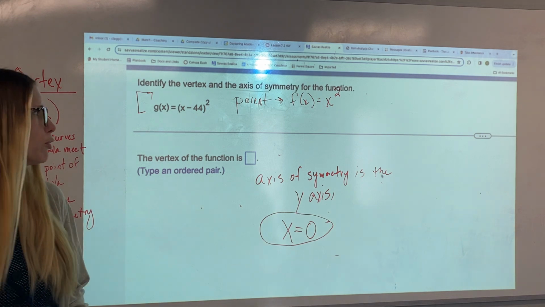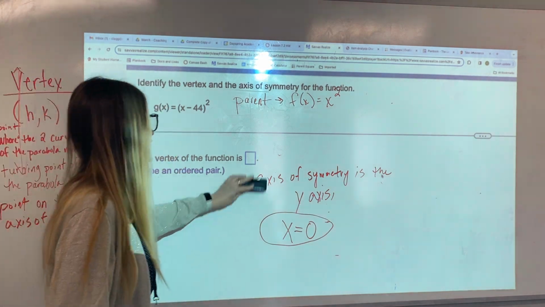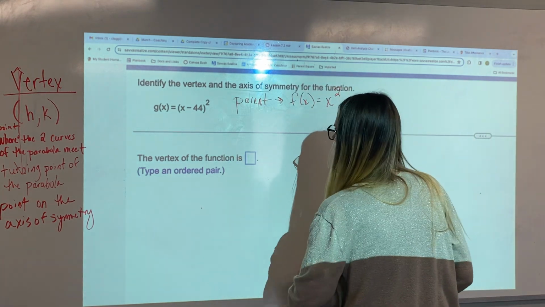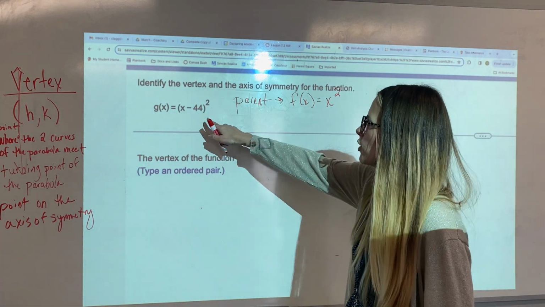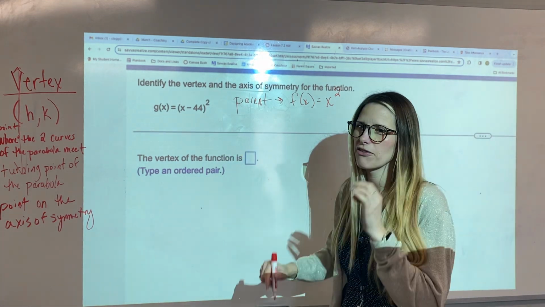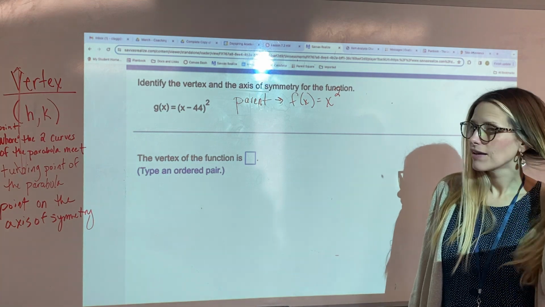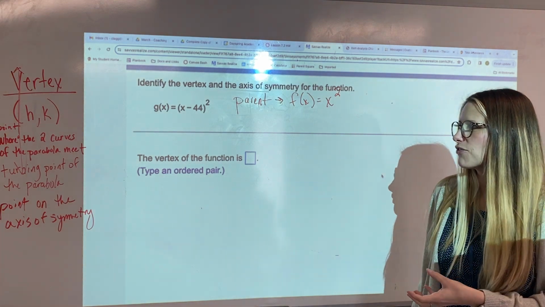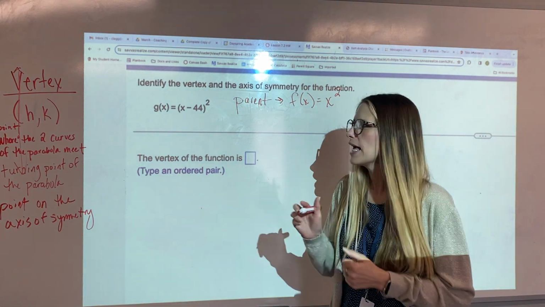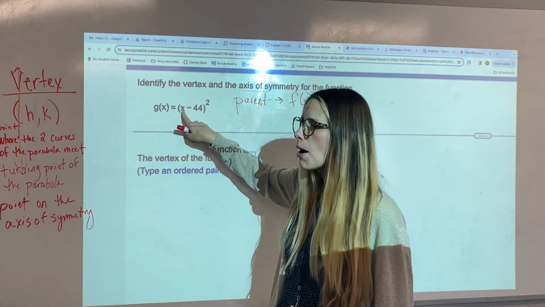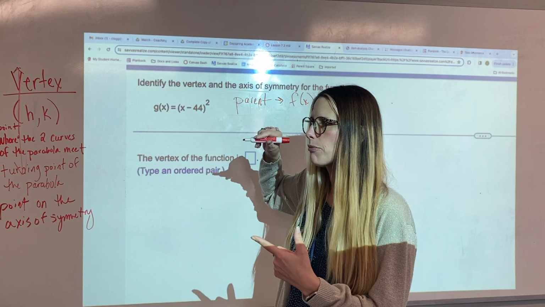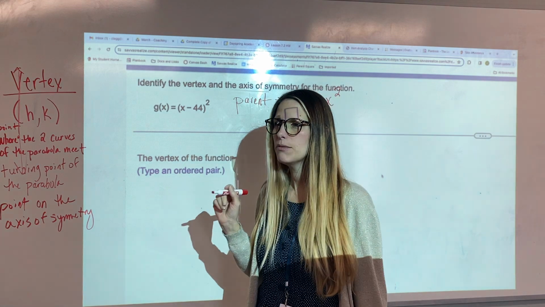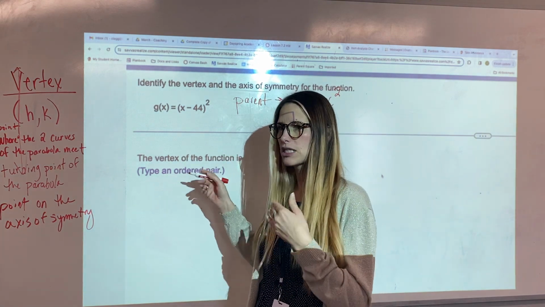Now, this wibbly is again different from the parent function. How is this wibbly different from the parent function? The thing that makes this function different is inside the parentheses. There's a number being subtracted from the input. Before, we had a number being added to the output. This is being subtracted from the input. It's changing the input before it's being squared.